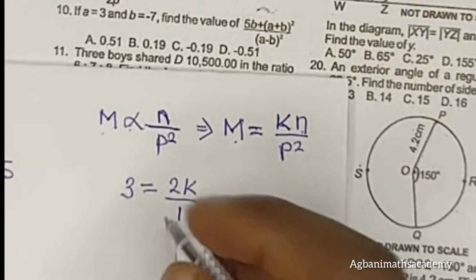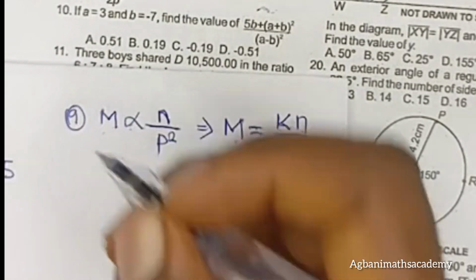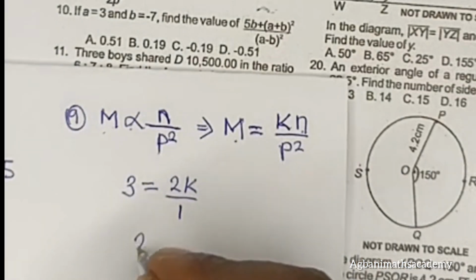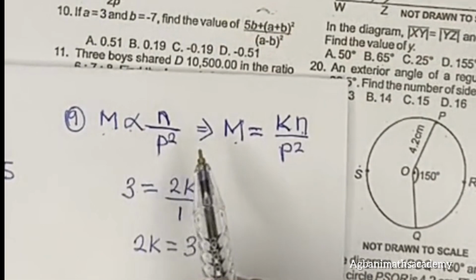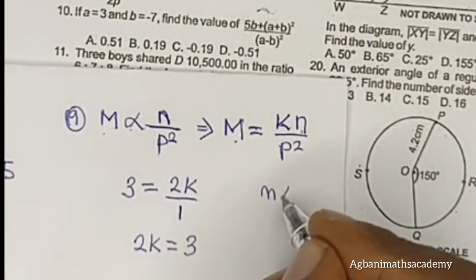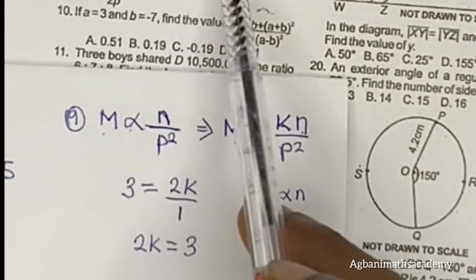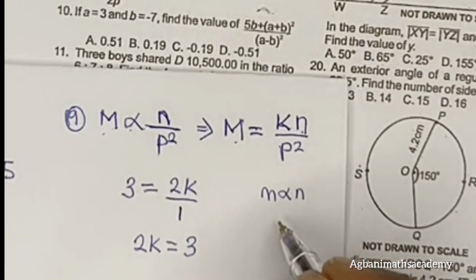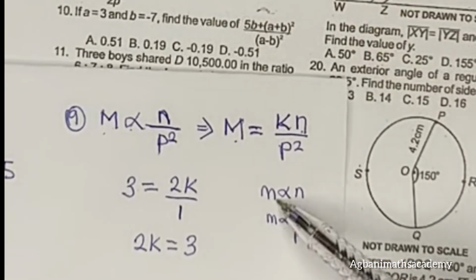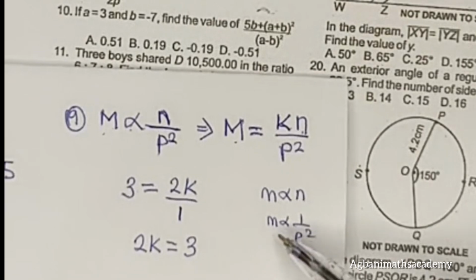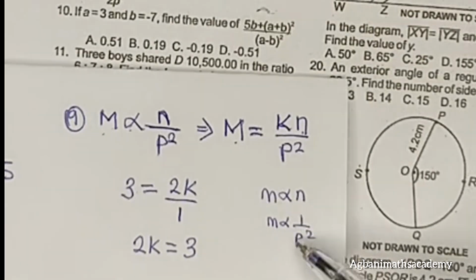So this is number 9 actually. Okay, so we cross multiply. 2k is equal to 3 multiplied by 1 will give us 3. M varies directly as n means both of them are numerators. So m varies directly as n. M varies inversely as p. That means p is going to be a denominator. M varies inversely as p squared. P squared has to be a denominator because p is varying inversely.